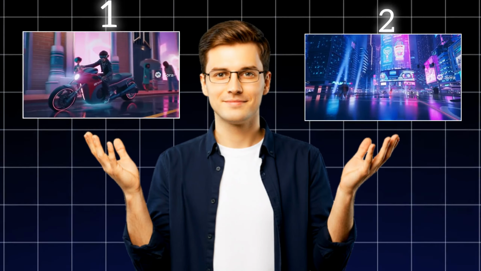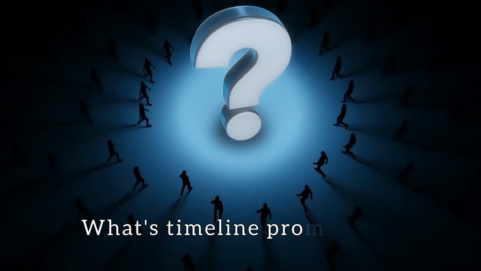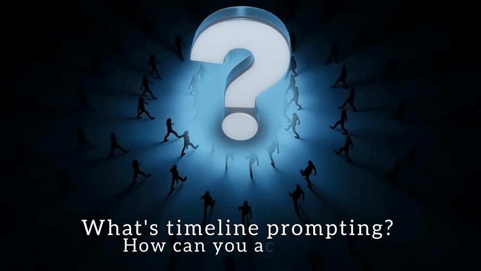You see, the first one was generated using just a normal prompt, but the second one is generated using the timeline prompting strategy. This strategy allows you to control the transitions, camera shots, camera movement, lighting, sound effects, and all the things needed for a perfect cinematic video for every single second of your video. But what is this timeline prompting, and how can you achieve it?